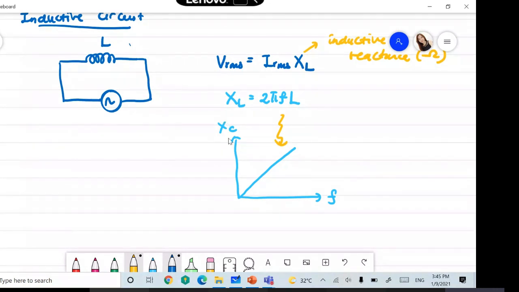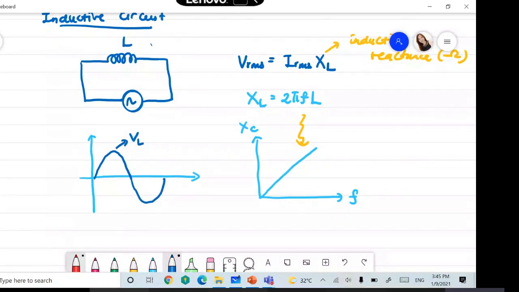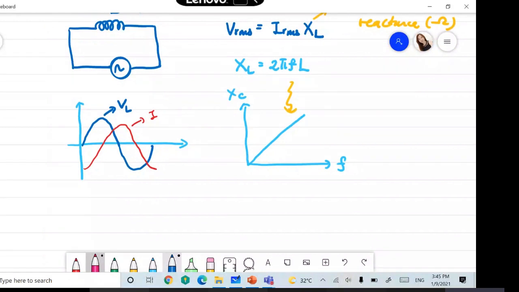And the phase difference between the voltage across the inductor and the current flowing through it is also not in phase. In this case, the voltage across the inductor is VL, and the current actually lags the V by 90 degrees. The current lags the V means it will be something like this. This is the I. So we'll say that I lags V across the inductor by 90 degrees.